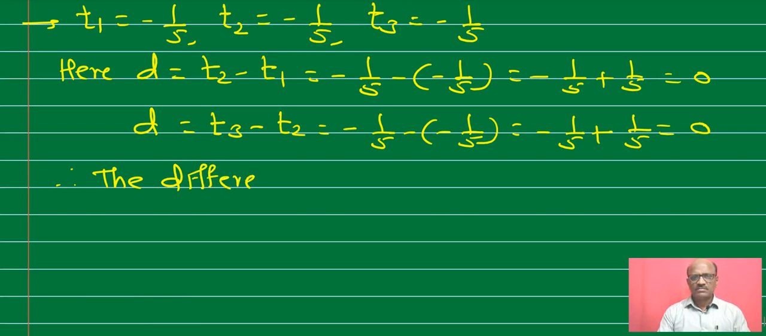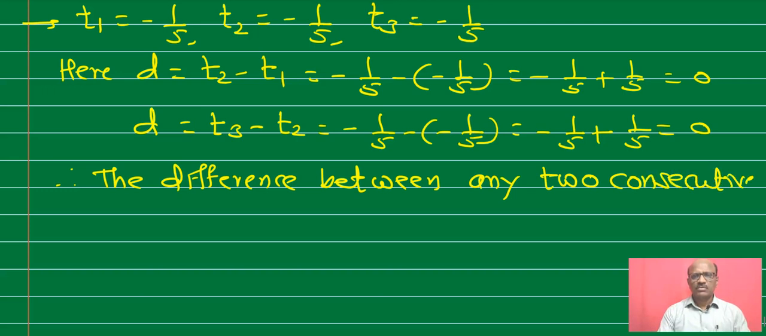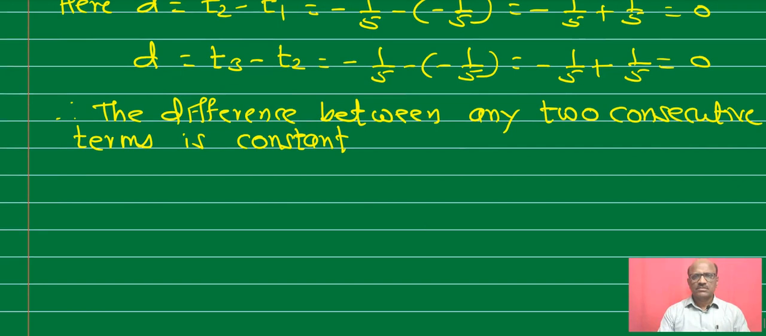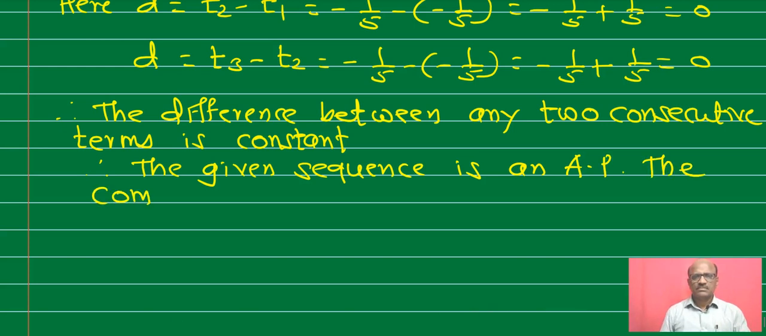Therefore, the difference between any two consecutive terms is constant. The given sequence is an AP, and the common difference D is equal to 0.